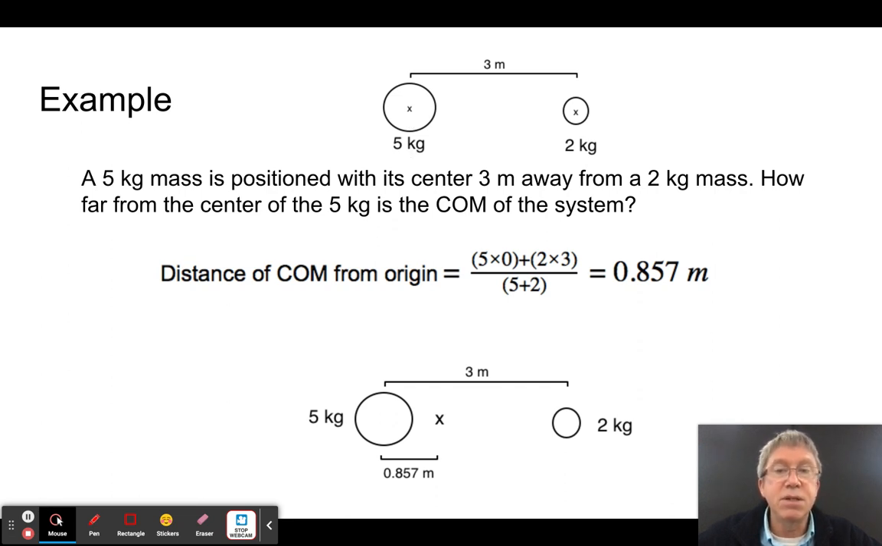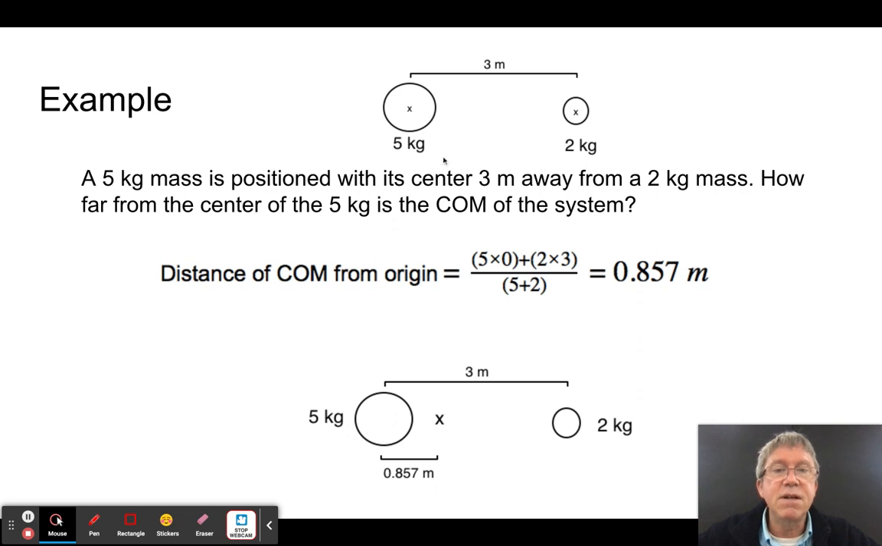And you get to choose what that is. I could put it over here, I could put it over here, but I'm going to put it right here, at the center of the 5 kilogram object, just to make my life a little bit easier. If I do that, the location of the center of mass of this system, relative to this starting point, is going to be found this way.